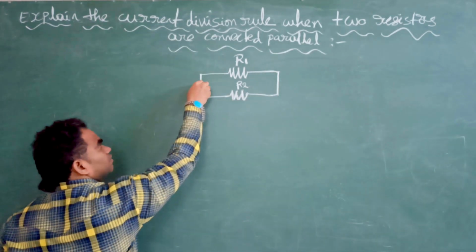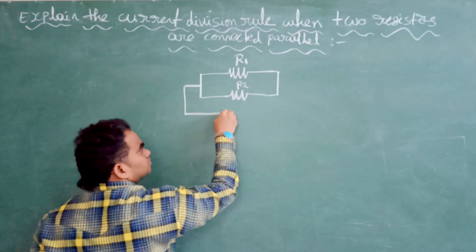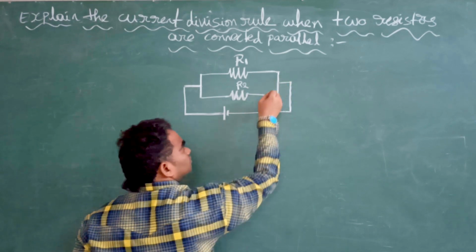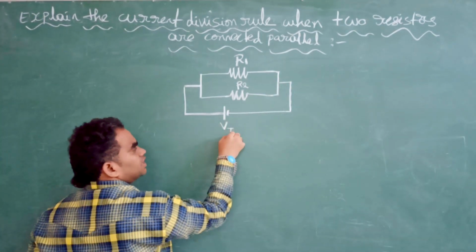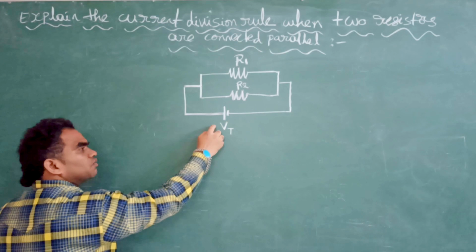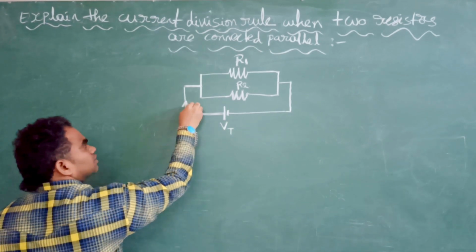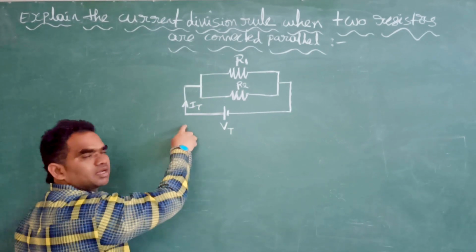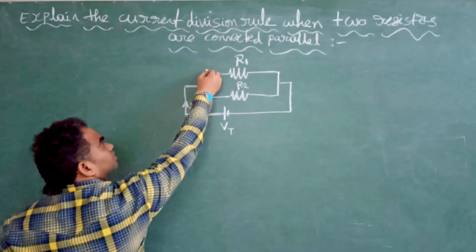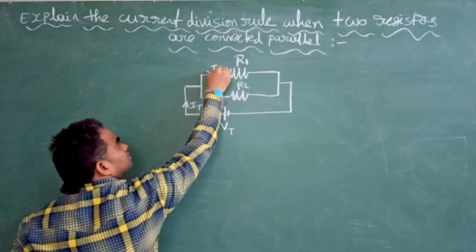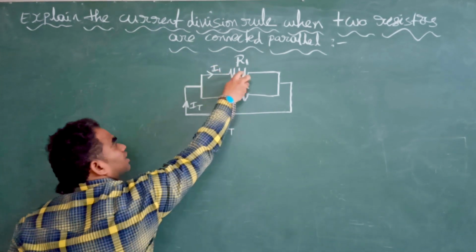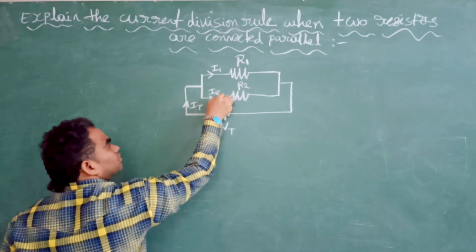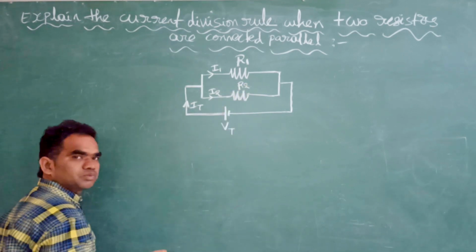We are applying a voltage. This is VT, which means total voltage. IT means total current, or current flowing through the circuit. I1 means current flowing through the resistor R1. I2 means current flowing through the resistor R2.